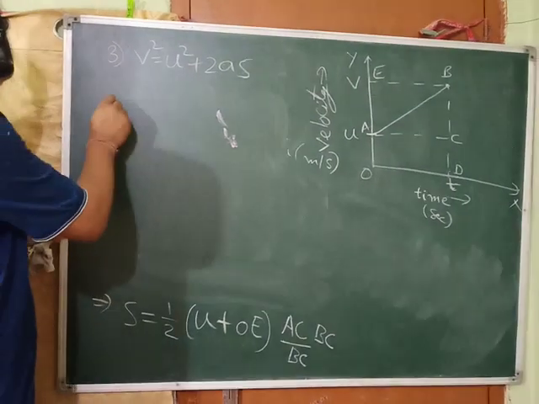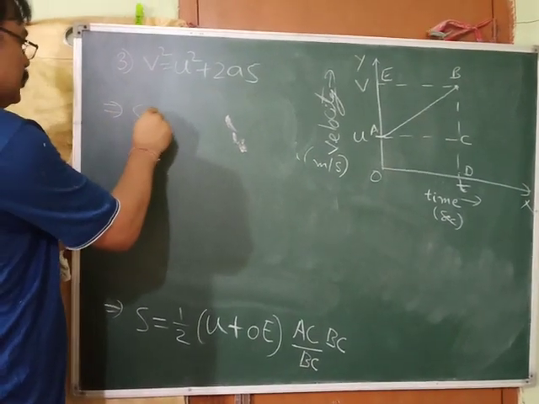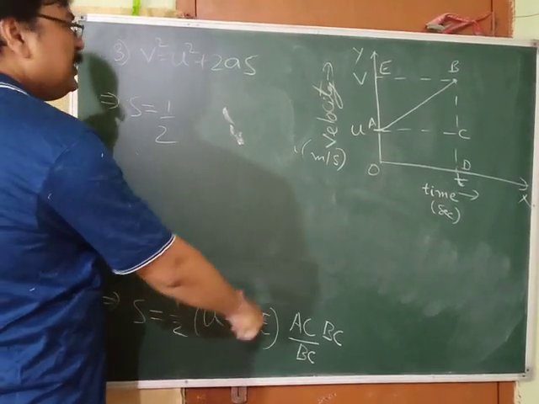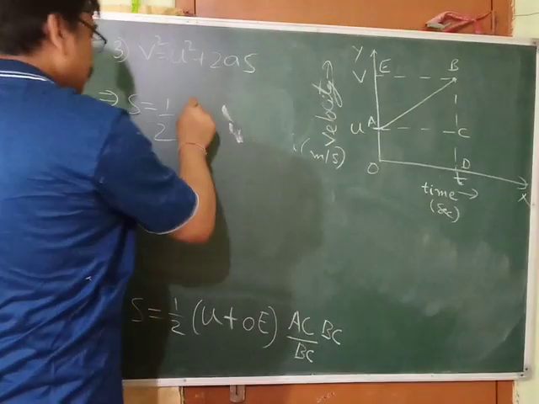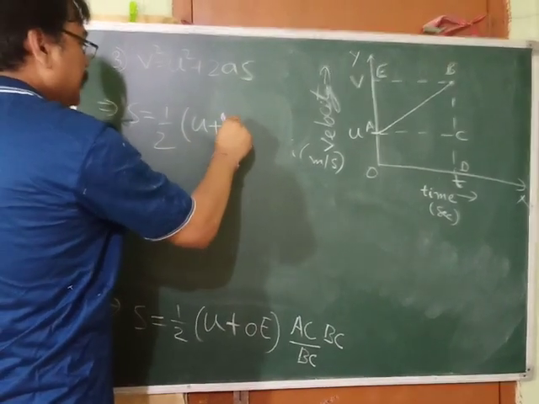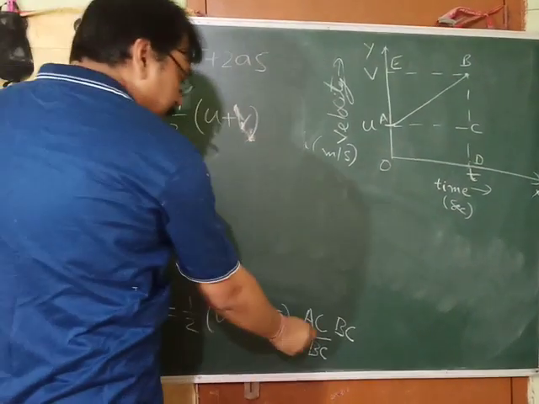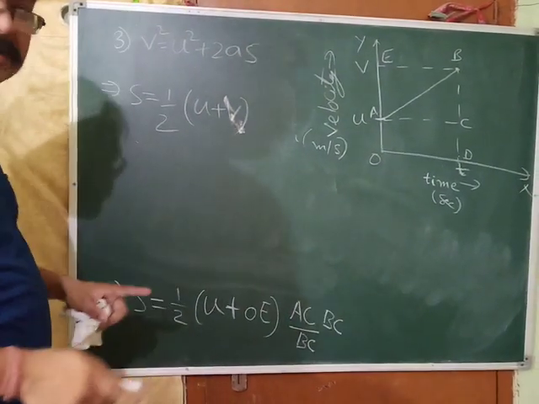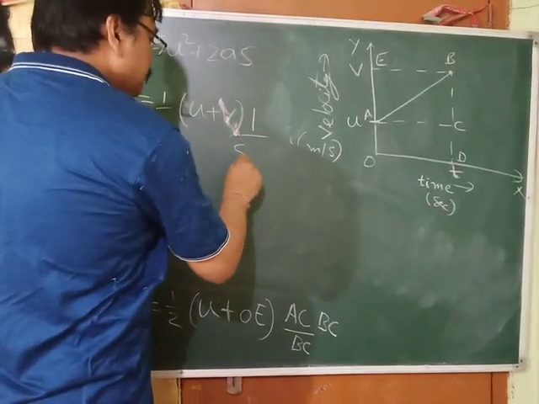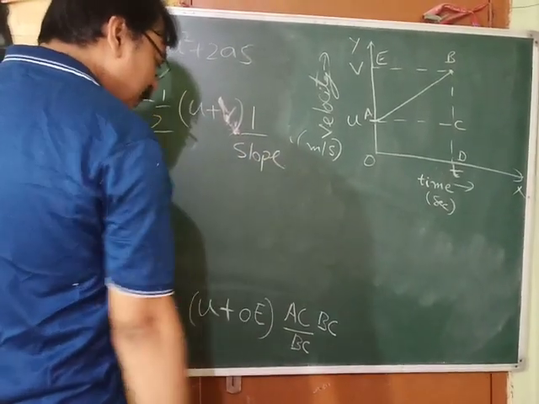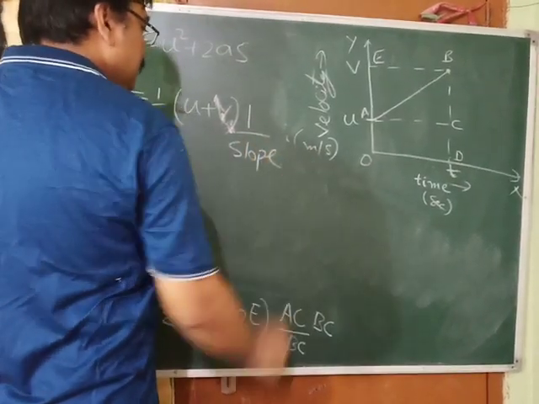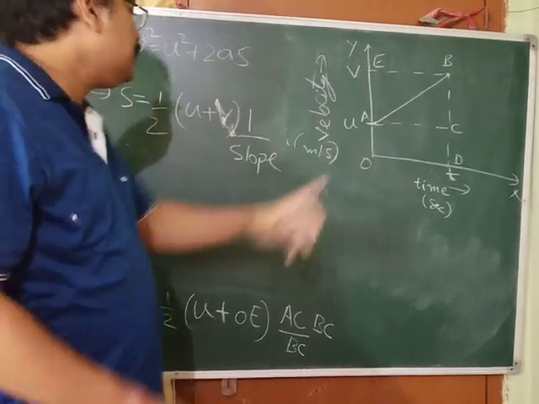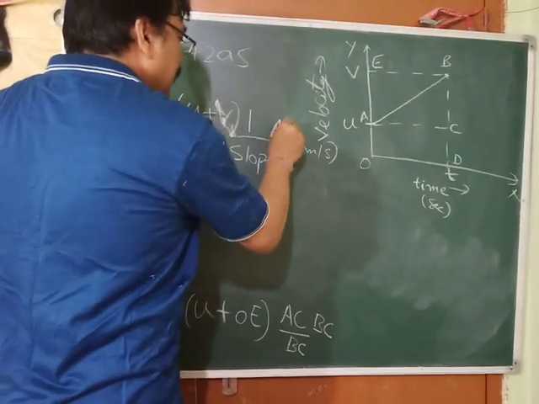So now, what we are left with, S is equal to half, U plus OE. OE is how much? It is V. So we can write U plus V. Very nice. Now, AC by BC. BC by AC is slope. So AC by BC is what? 1 upon slope. Now, again we have got BC. Do you know the value of BC? No. BC is equal to how much? AE. So we can write here AE.